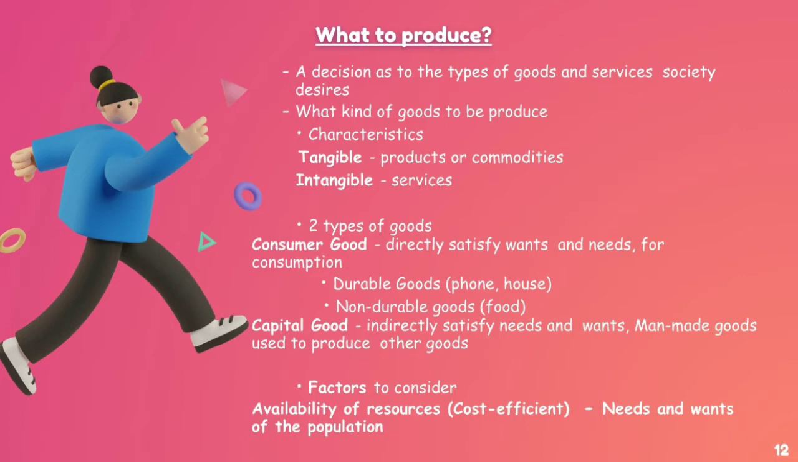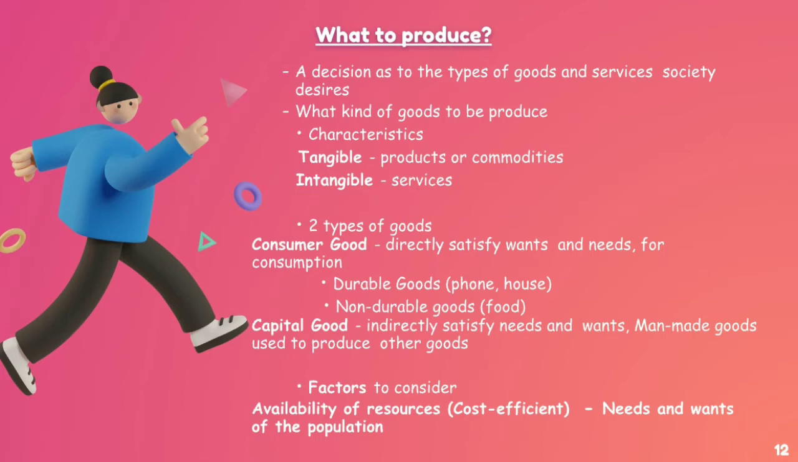First, what is the definition of produce? A decision as to the types of goods and services society desires. What kind of goods to be produced? We have two types of characteristic in produce. First is tangible: products or commodities. Next is intangible, which is services.